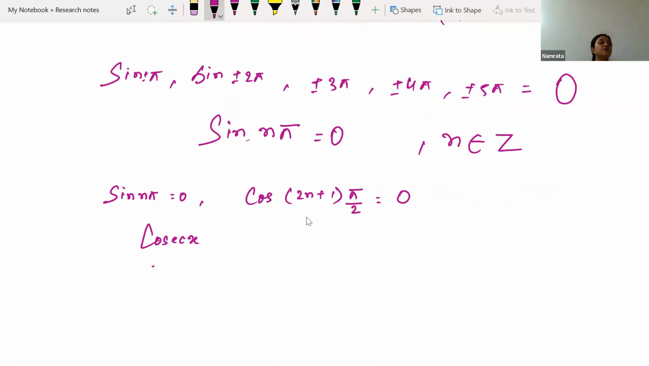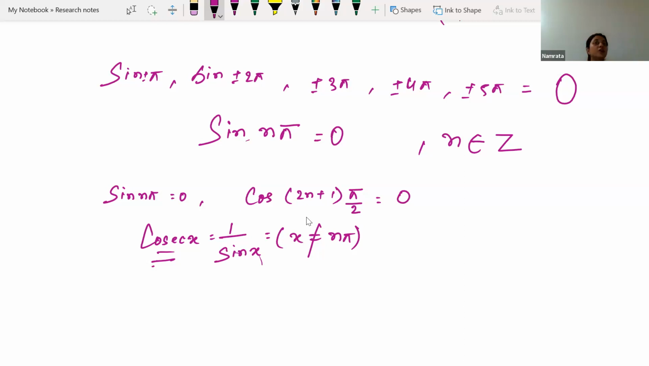These things we will discuss in detail when we talk about the domain of each and every one, but just an overview: cosec means 1 by sine, and sine n pi is 0. Any integral value with pi gives sine theta as 0. So 0 in the denominator is not acceptable, and cosec will not be defined when x equals n pi. So x must not be n pi; then and only then cosec will be defined. Otherwise it will not be defined, because 0 in the denominator for any function is not defined.